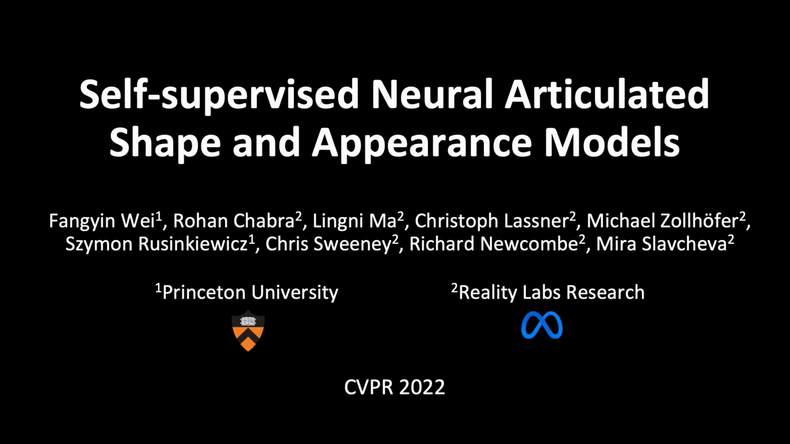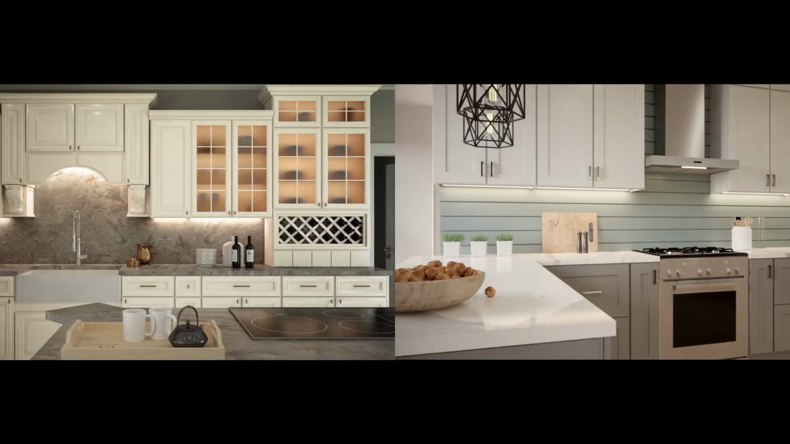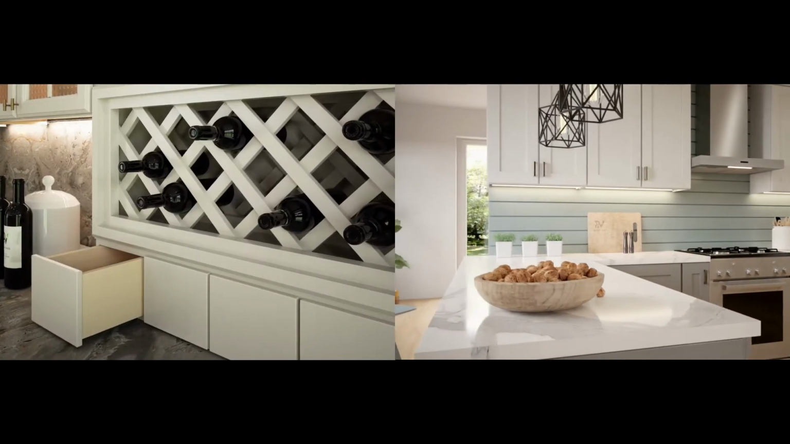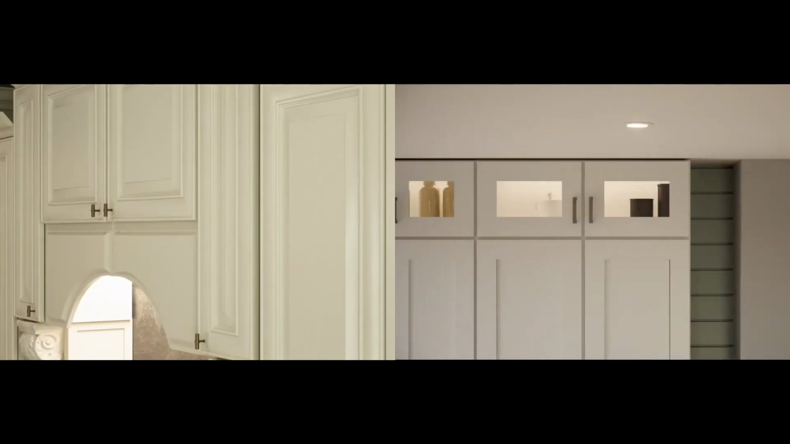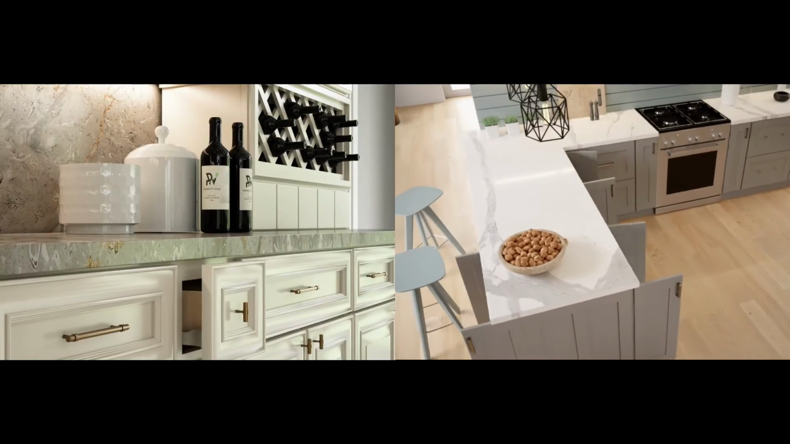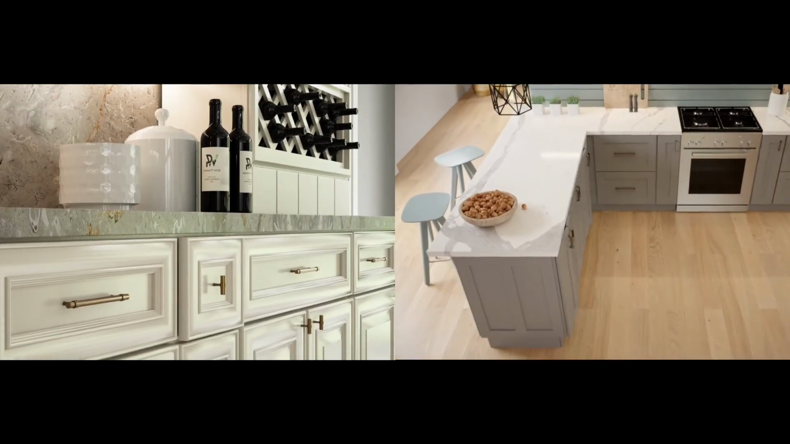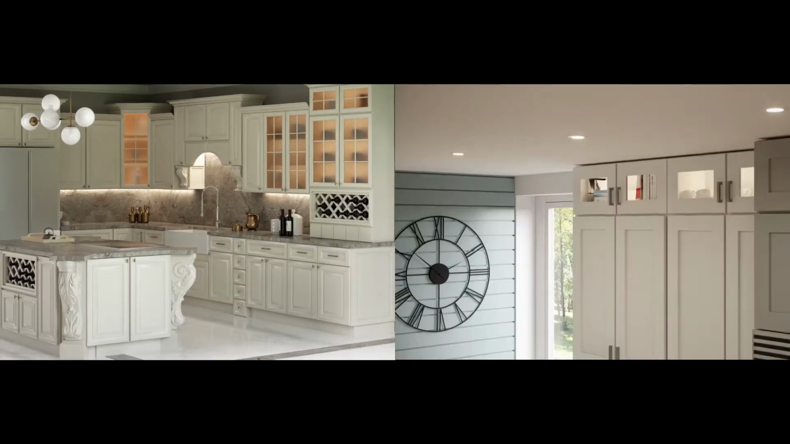I will present our work on modeling articulated objects. Our house has both static and dynamic, or so-called articulated furniture. Reconstructing the geometry, kinematics, and appearance of articulated objects from images is a fundamental computer vision problem with important applications in robotics, AR, and VR.